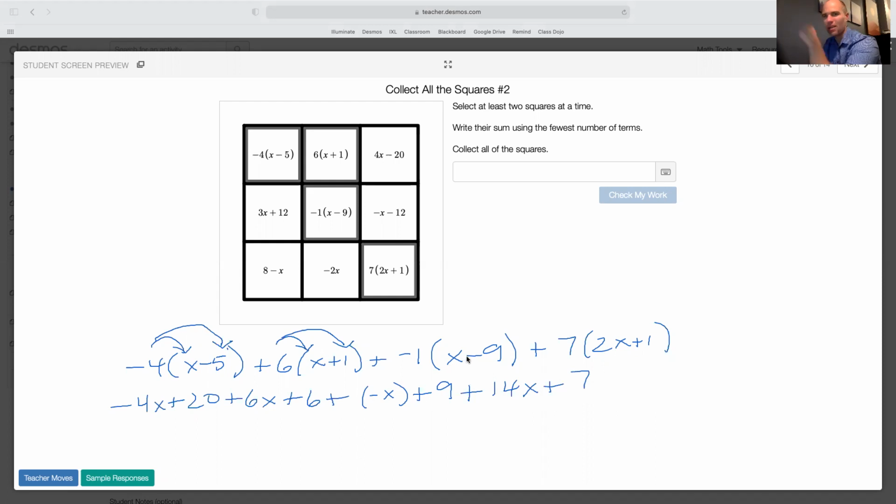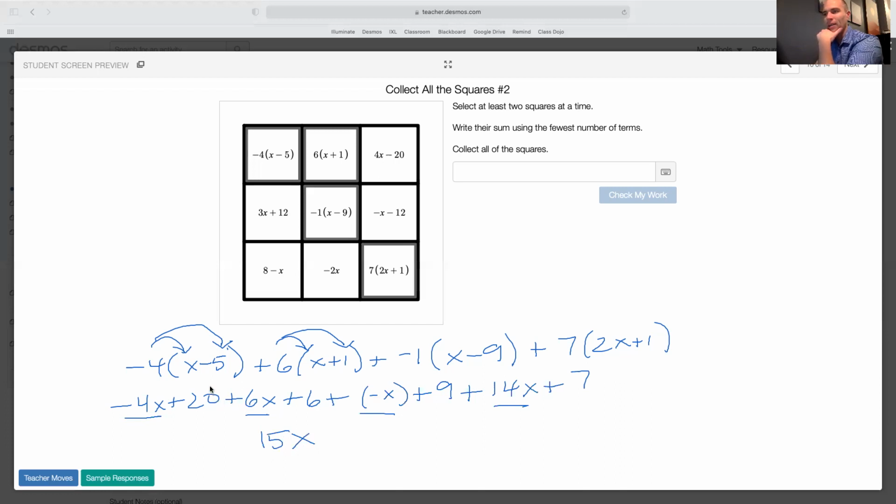So there's all our pieces. Now we just add the x's up, add the numbers up, and we're done. So let's do the x's first. -4 plus 6, that puts us at +2, minus 1, so now we're at 1 positive x. But then we throw that 14 on there, and we get 15x.